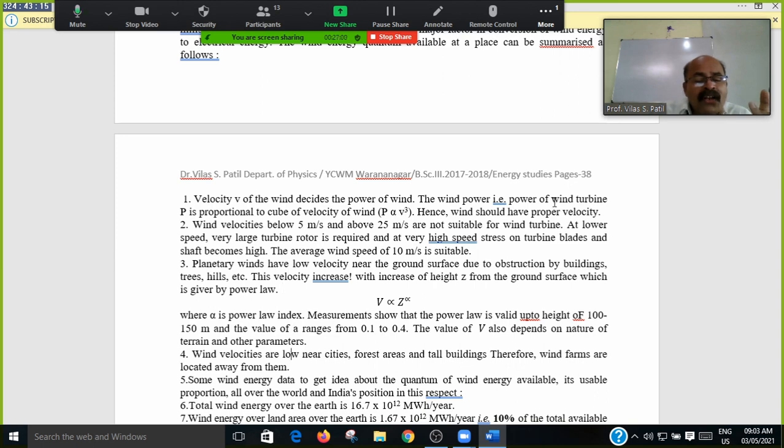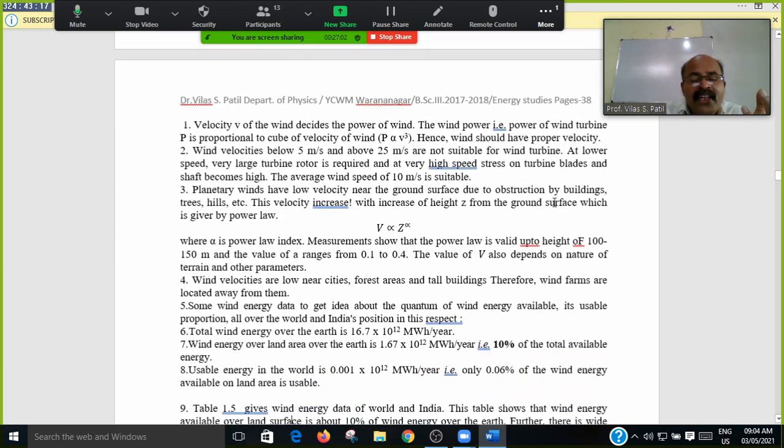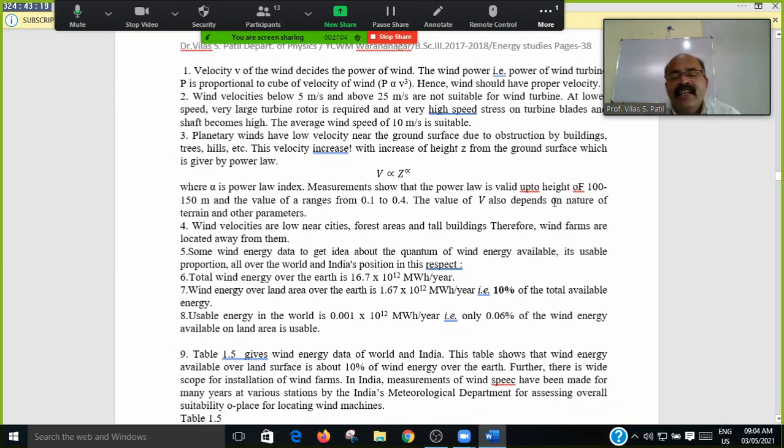Then fourth, wind velocity is low near city, forest area, tall building. Therefore, the wind farm will be located in this way area, जिथं आपल्याला विंड स्पीड कमी आहे, अशा ठिकाणी आपण विंड फार्म फॅब्रिकेट करायचे. आणि जिथं विंडची व्हिलॉसिटी जास्त आहे अशा ठिकाणी आपण विंड मिल्स फॉर्म करायच्या.